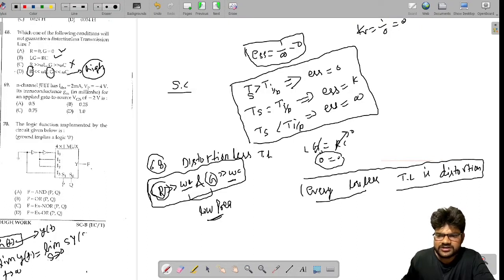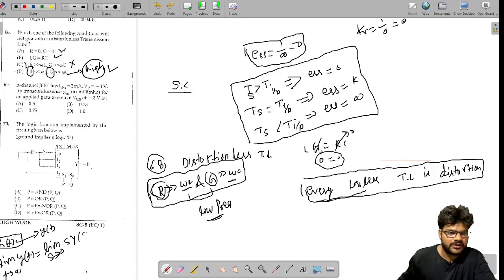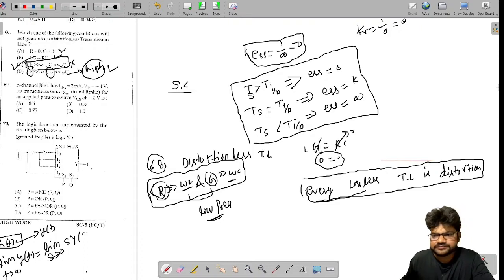So in D case it can guarantee that the transmission line is lossless, but in C case we cannot say that the transmission line will be distortionless. So the correct option with this we will have is C.